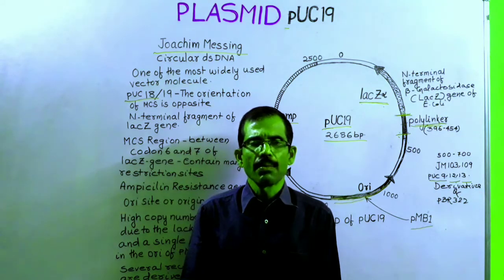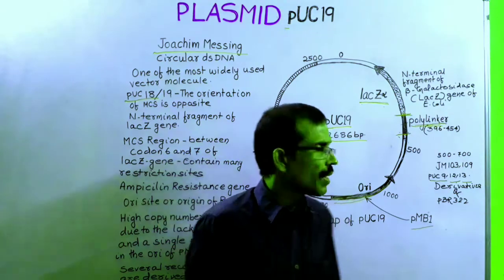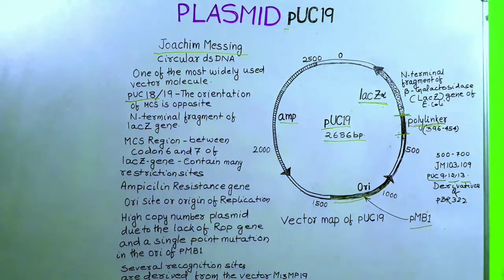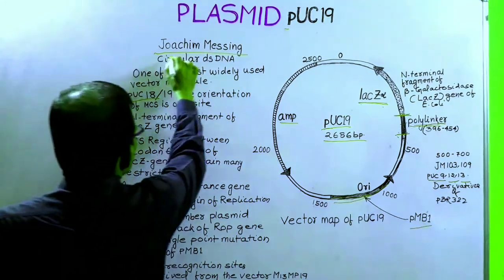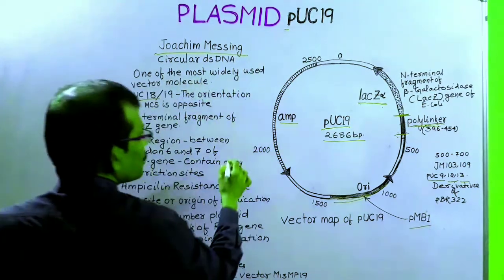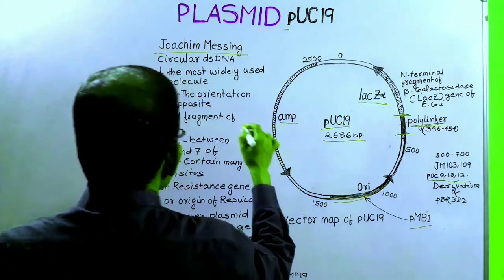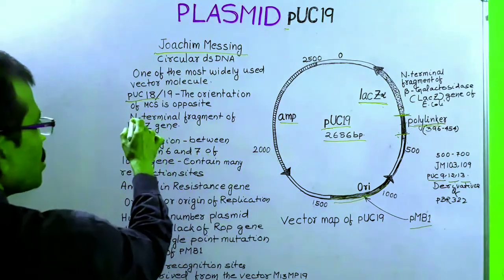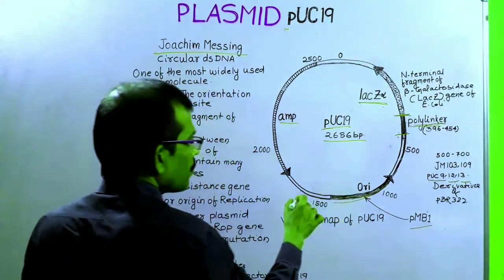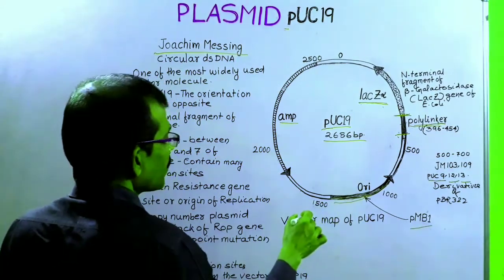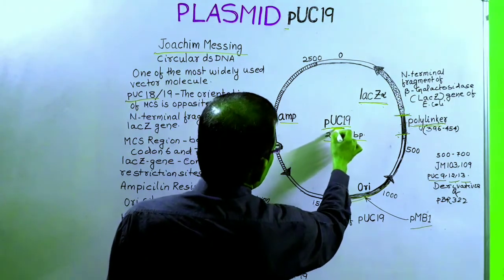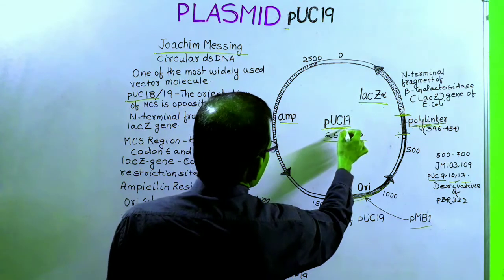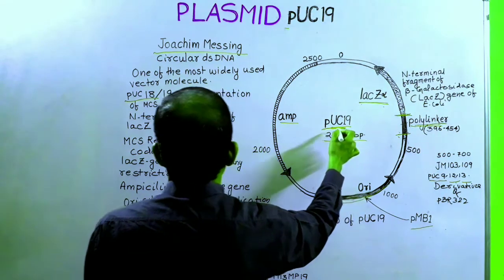Today we shall discuss a plasmid cloning vector known as pUC19. pUC19 is one of a series of plasmid cloning vectors that was developed by Joachim Messing and his co-workers. Other vectors of the pUC series are pUC18, pUC9, pUC12 and pUC13. P stands for plasmid and UC is the abbreviation for University of California, where initial work on these vectors was conducted.